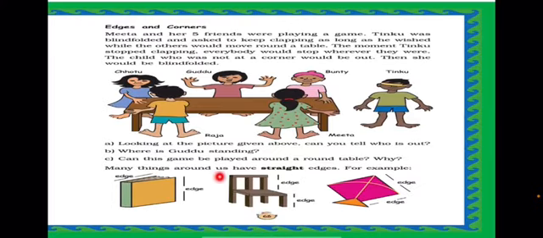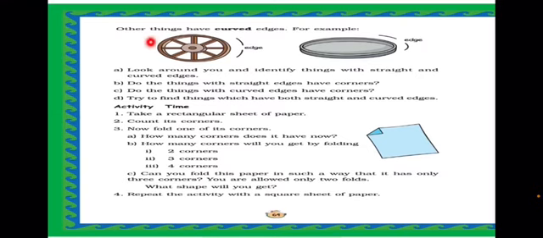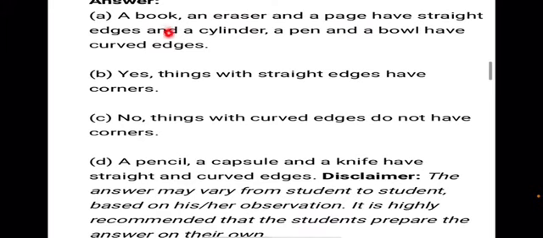Many things around us have straight edges. For example, a book, a chair, a kite. So these things have edges and corners. Now other things have curved edges. For example, a wheel, a plate, etc. Look around you and identify things with straight and curved edges. So a book, an eraser and a page have straight edges, and a cylinder, a pen and a bowl have curved edges.